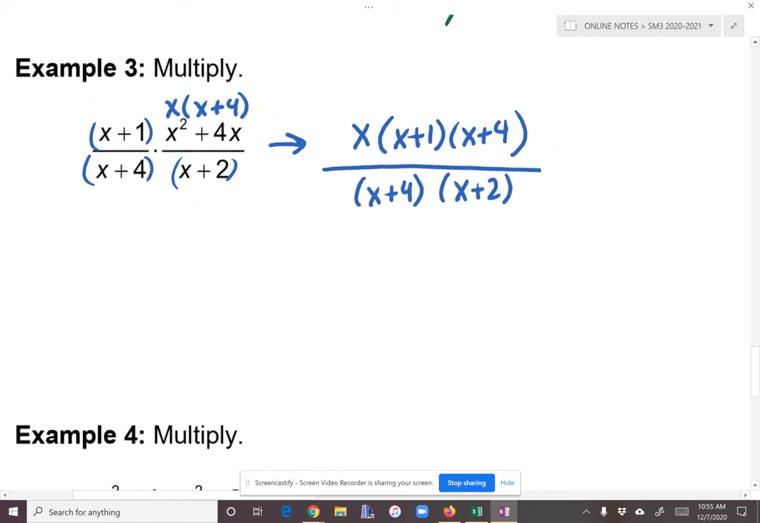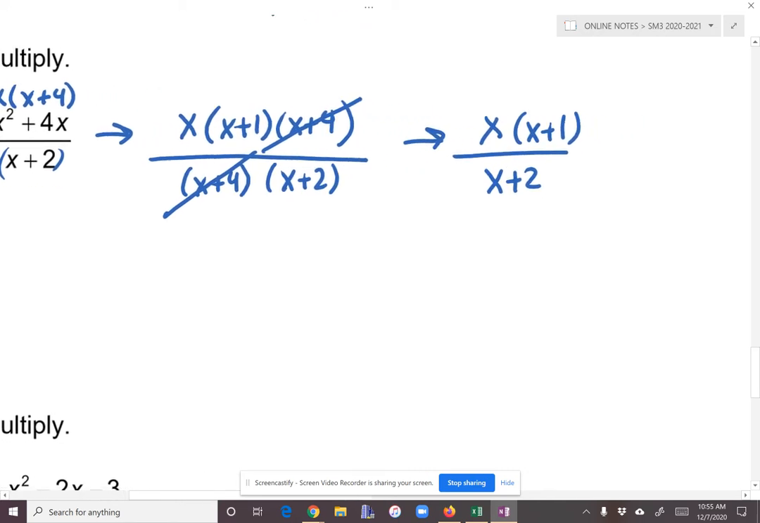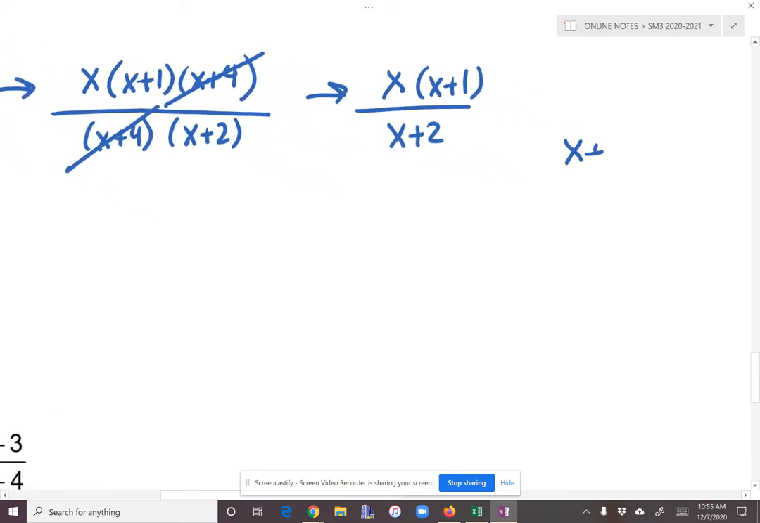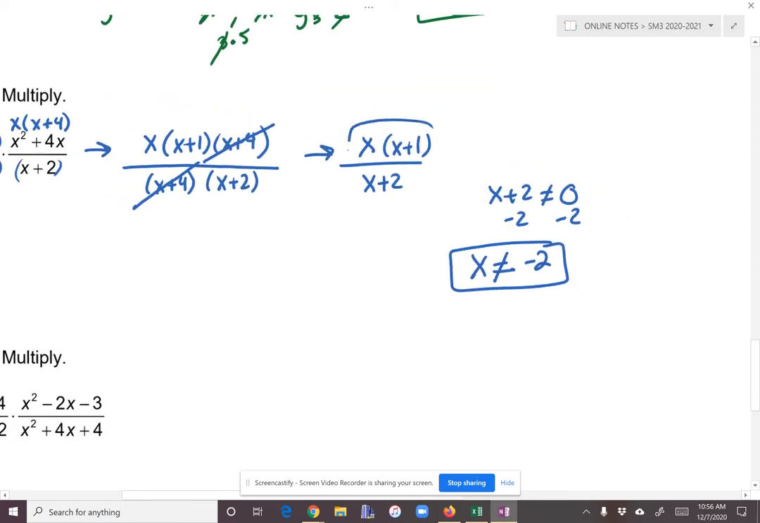Now I'm going to simplify. I can cross out only the x plus 4s because they're the only thing that's the same factor. So my final answer is x times x plus 1, and then I have x plus 2. And you're going to notice that I have a binomial on the bottom. So what I do to find my restriction is I take that binomial and I say it cannot equal 0, and I solve. So I would say x cannot equal -2, because if I were to plug -2 in, I'd be dividing by 0, and that's a whole other can of worms. Okay, so this is the answer. This is a restriction.